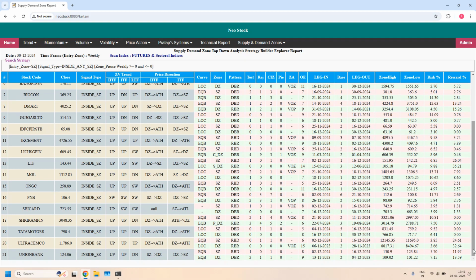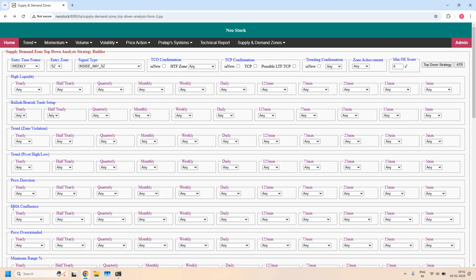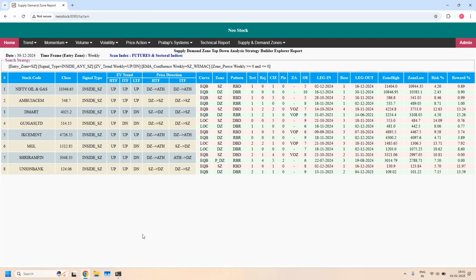We can further filter this list based on the high probability parameter EMA Confluence. Let's verify how many of these weekly supply zones are having weekly EMA Confluence. At weekly time frame, weekly supply zone having weekly EMA Confluence, and trend on weekly should not be sideways. It can be up or down trend. Let's filter. We got 8 stocks. These 8 weekly supply zones are having weekly EMA Confluence, and also current price closed inside those weekly supply zones.